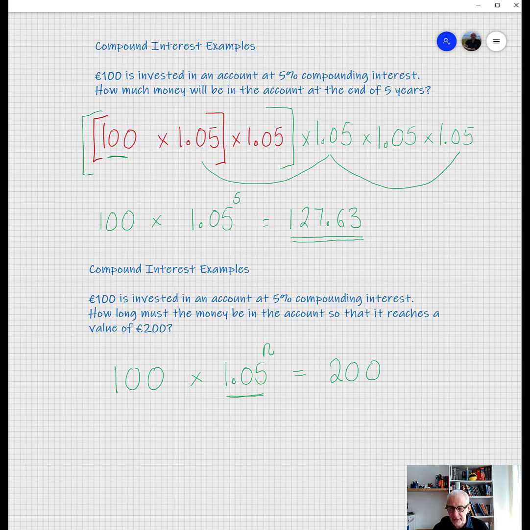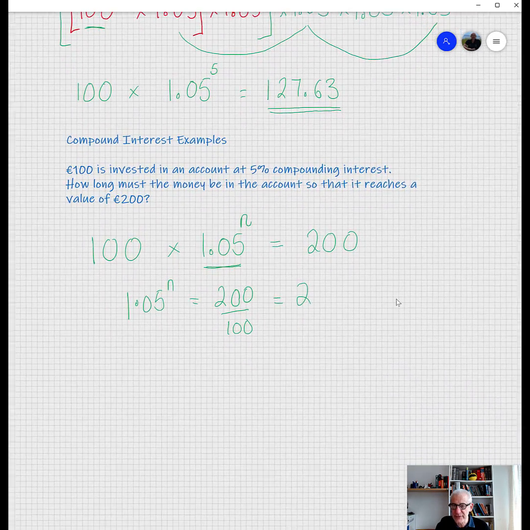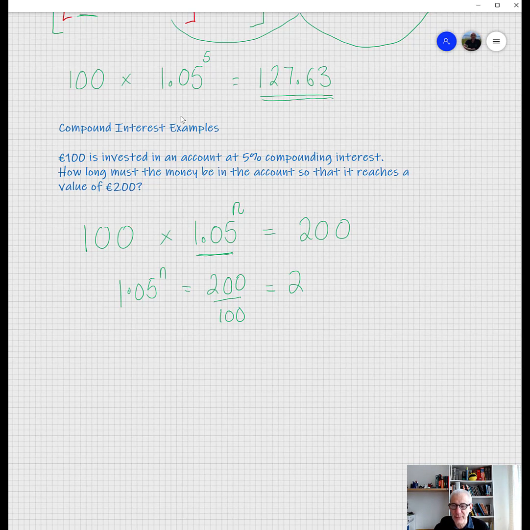We can solve using logarithms. We can rewrite that equation, 1.05 to the n equals 200 divided by 100, which is equal to 2. And from there, we can take logarithms of both sides. And if we take the log 10 of both sides, we get that n multiplied by the log of 1.05 is equal to the log of 2. If you're not sure why that's true, go back and look at the little bit we did on logarithms.